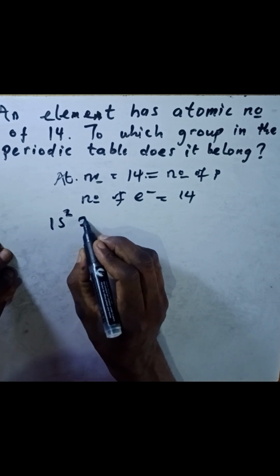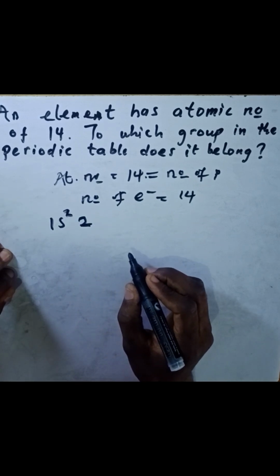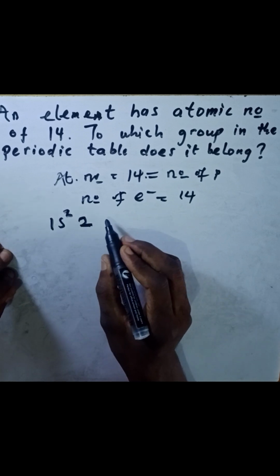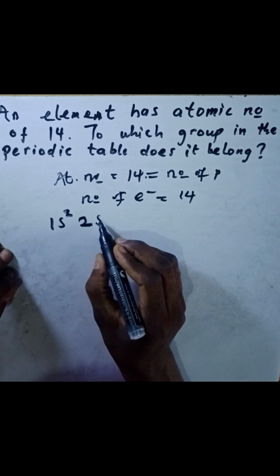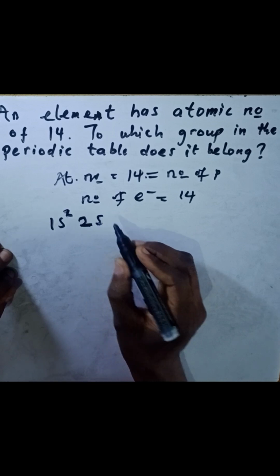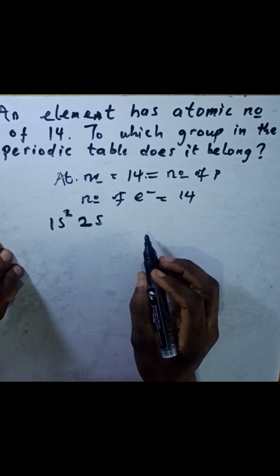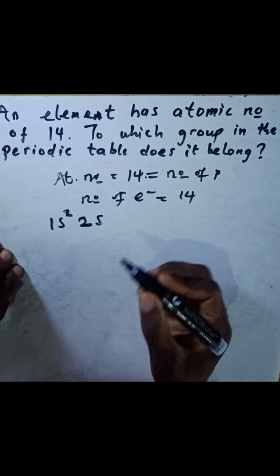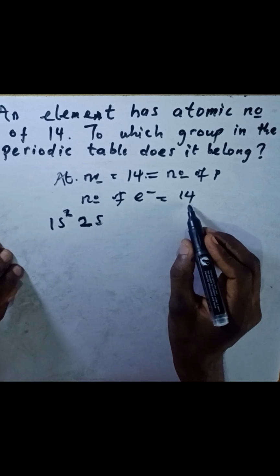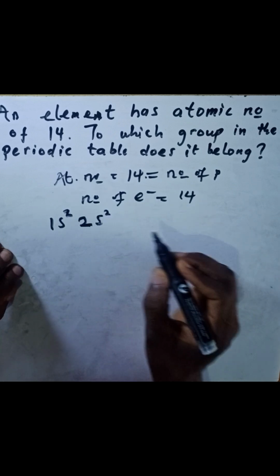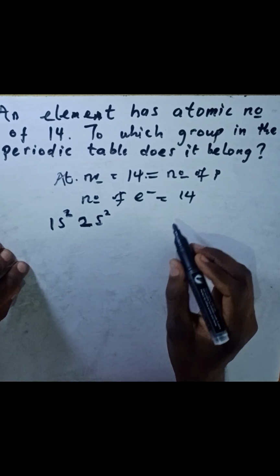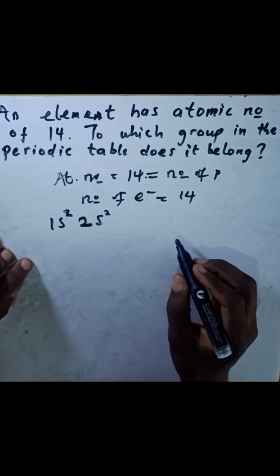Now we are moving to the second energy level. In the second energy level, we have our s orbital as well, so 2s now. Our 2s will take 2 electrons out of this again. So we are left with 10 electrons, right?